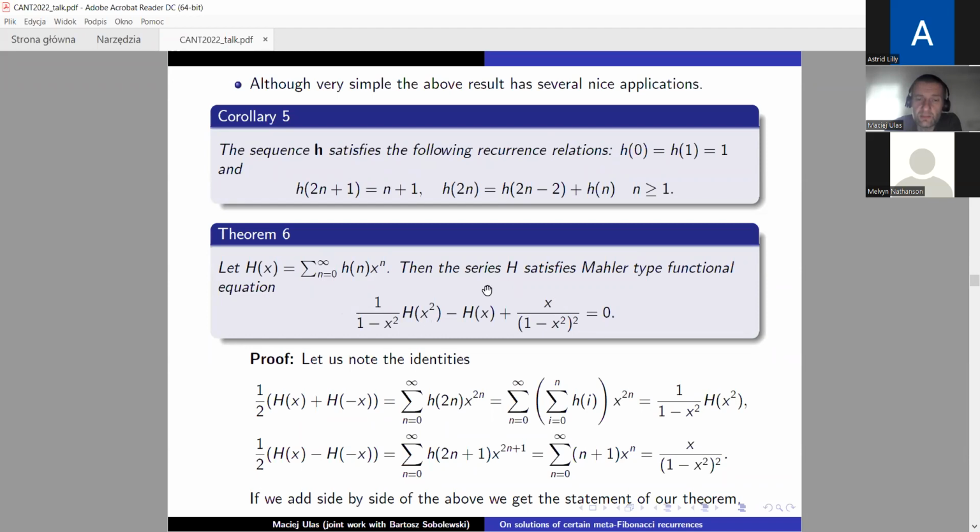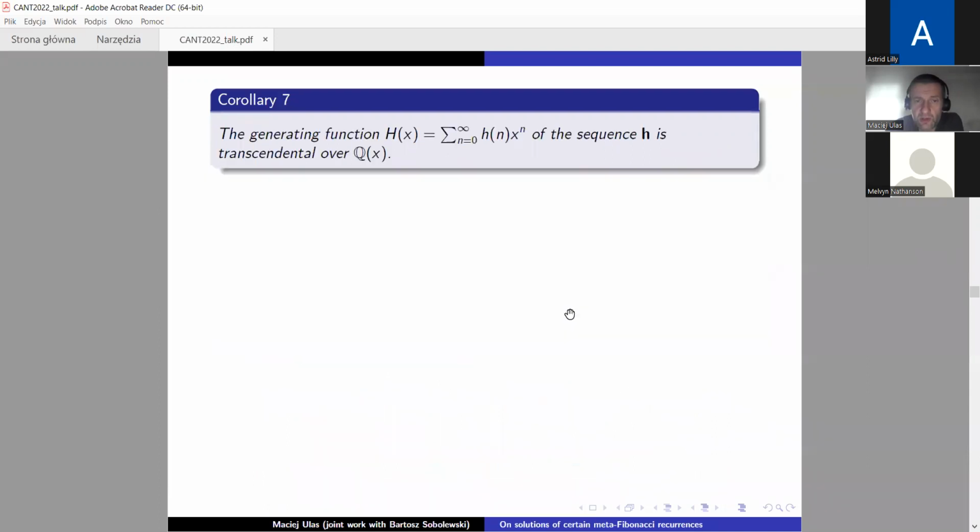And then one can prove that this particular function satisfies a Mahler type functional equation. This functional equation is quite easy to prove using these recurrence relations for H. And okay, having this, we can prove much more.